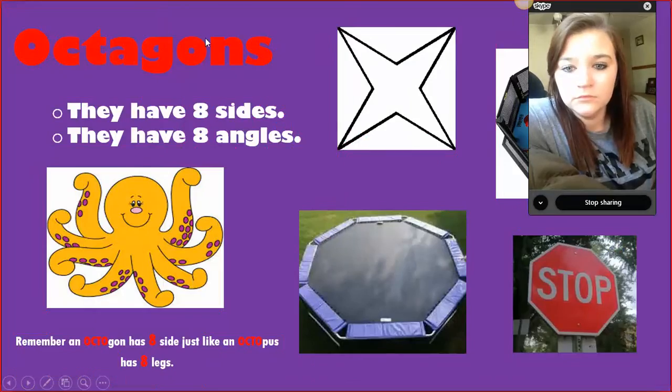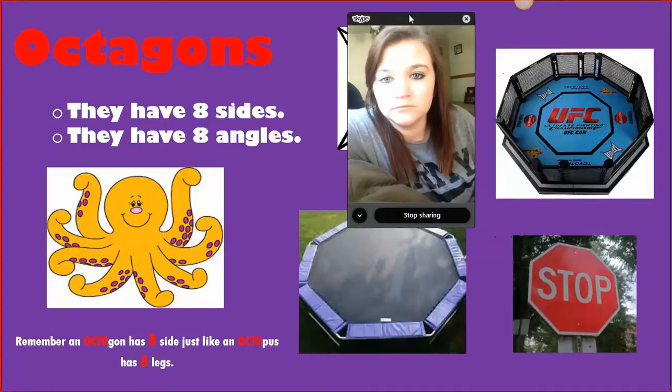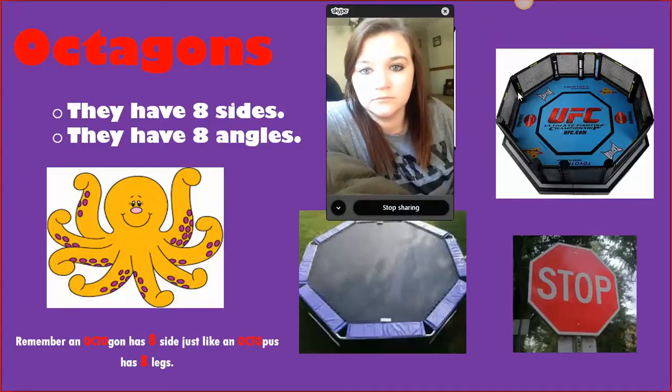Next, we have octagons. Octagons are pretty easy to remember too because they have 8 sides and 8 angles. To remember that, I think about an octopus, how an octopus has 8 legs. Here's an example of an octagon-shaped trampoline. And here's an example of a stop sign. Signs are in lots of different shapes. And we also have an octagon ring.